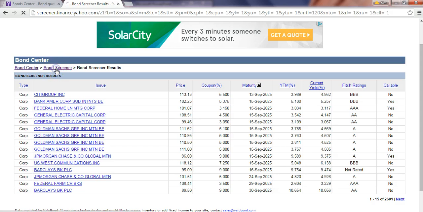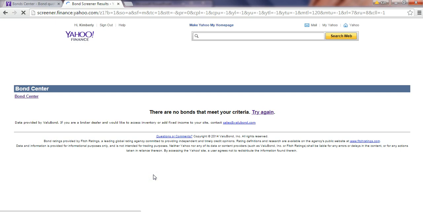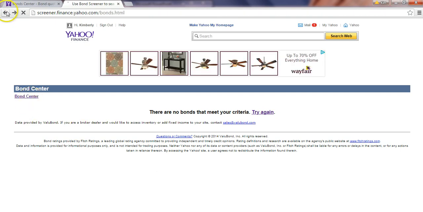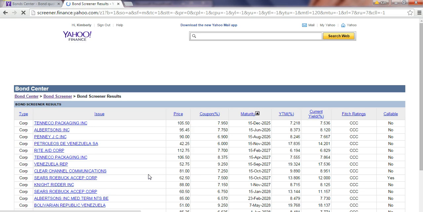So let's head back to the bond screener. And I'm going to click on corporate bonds again. I'll still take a maturity range of 10 years. But now I'm going to look at these Fitch ratings. And I only want to look at C-rated bonds. So I'm just going to put C's for mins and max. Oh, I think I did that wrong. Back up. Let's do triple C here. Should have done that in reverse.